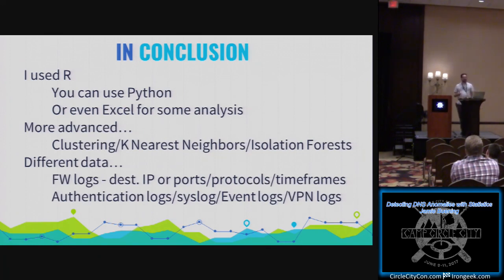The other point I would make is you can do all this with different data too. It doesn't have to be DNS data if you don't have that available. Firewall logs can be a good source. From your client perspective, what destination IPs or even destination ports are they going to? What's out of the ordinary there? If you have protocol information in your logs, you can do the same sort of analysis. And then time frames as well, where maybe a protocol stands out where normally it doesn't, and you can identify that spike in your protocol traffic.